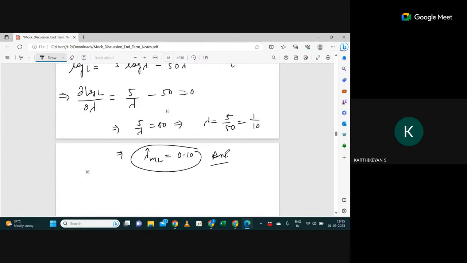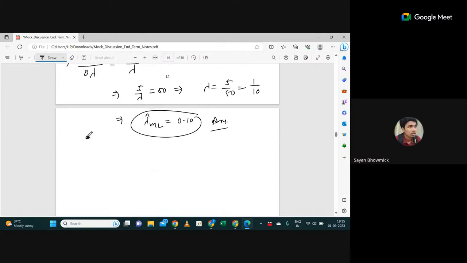It will not be given as a note? No. Because that means we would have to write it for every distribution and all. Then what's the need? You would only have to put 5 by 50. That's not an exam, right? Are you getting my point? Yes, sir. Okay. Is this clear?